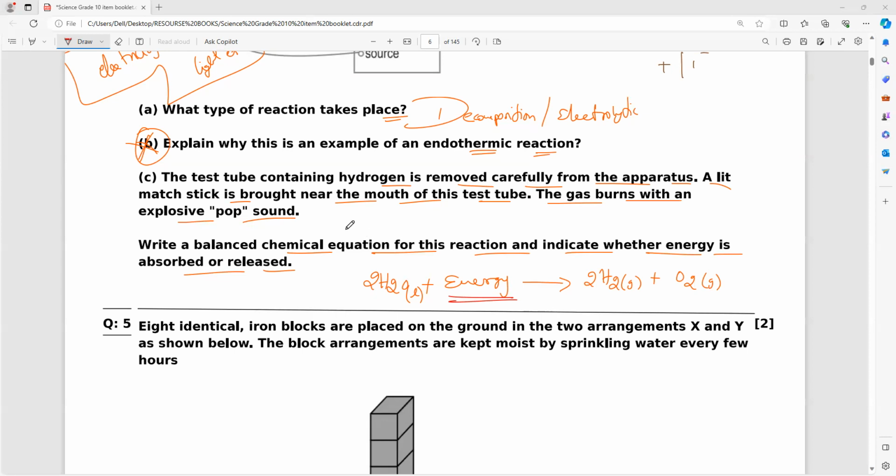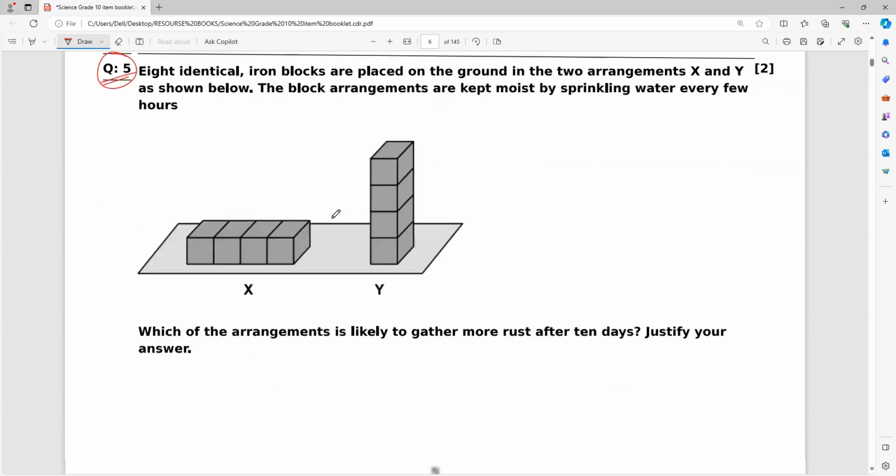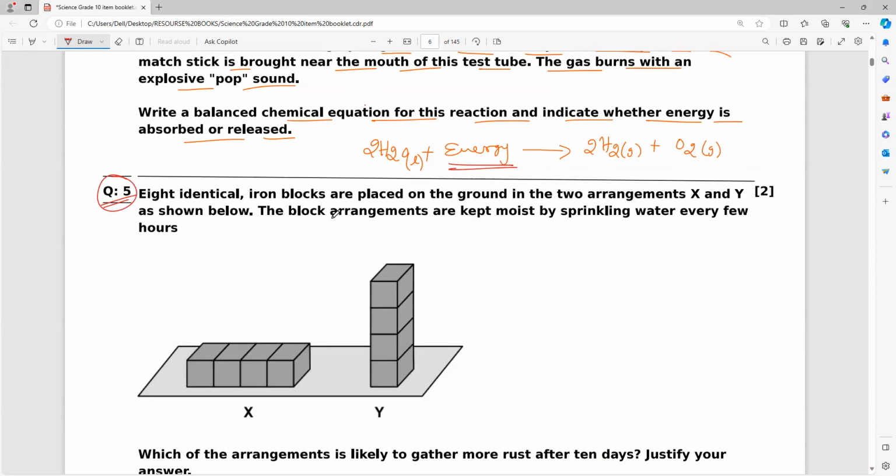Yes? Now, next. This is one of the most important questions. Everyone should have this knowledge. Take it seriously. So let us see this question. Eight identical iron bricks are placed on the ground in two arrangements, X and Y positions. So eight identical. Don't think, sir, here only 4 is there. So what's 8? 8 identical.